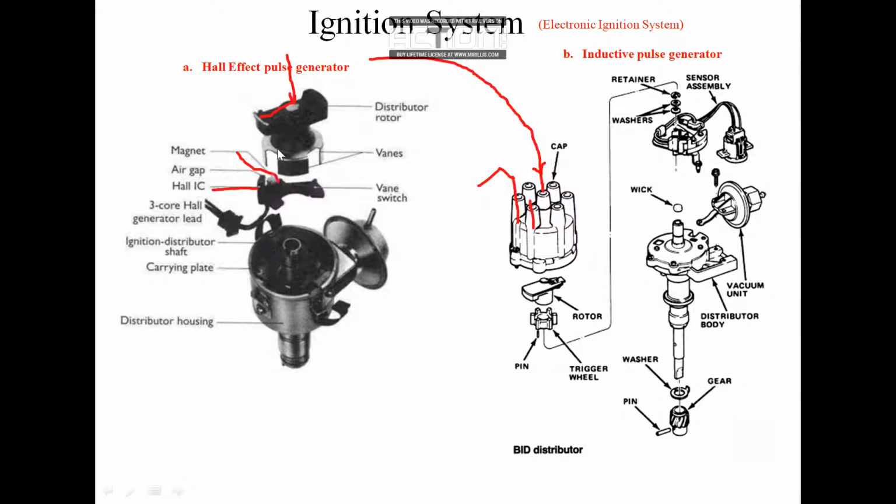As I told you, whenever this rotor rotates, this vane also rotates. Sometimes the slotted portion comes in front of this Hall effect IC, and sometimes the uncut portion comes in front of the Hall IC. Whenever the Hall effect IC is in the magnetic field, it develops a voltage due to the Hall effect, across the thickness. Due to that developed voltage, we inform the ECU.